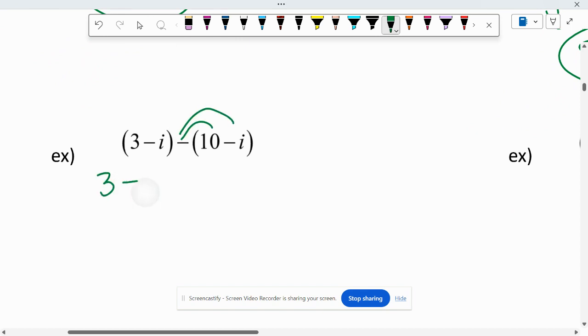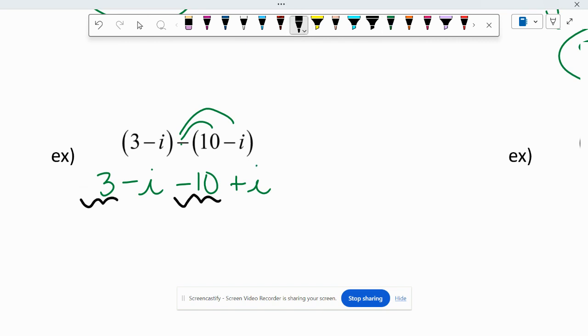So I really have 3 minus i minus 10. And a negative times a negative is a plus. So I can add my real parts together. 3 minus 10 is negative 7. A positive i and a negative i give you what? Nothing. They cancel each other out. Your final answer is negative 7.